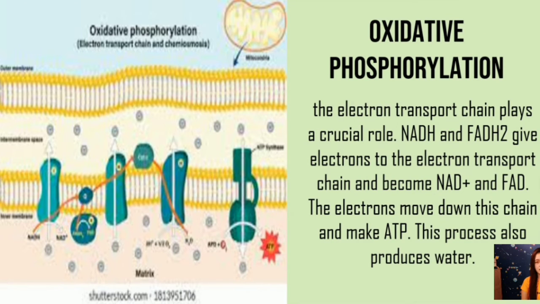Oxidative phosphorylation. The electron transport chain plays a crucial role. NADH and FADH2 give electrons to the electron transport chain and become NAD plus and FAD. The electrons move down this chain and make ATP. These processes also produce water.